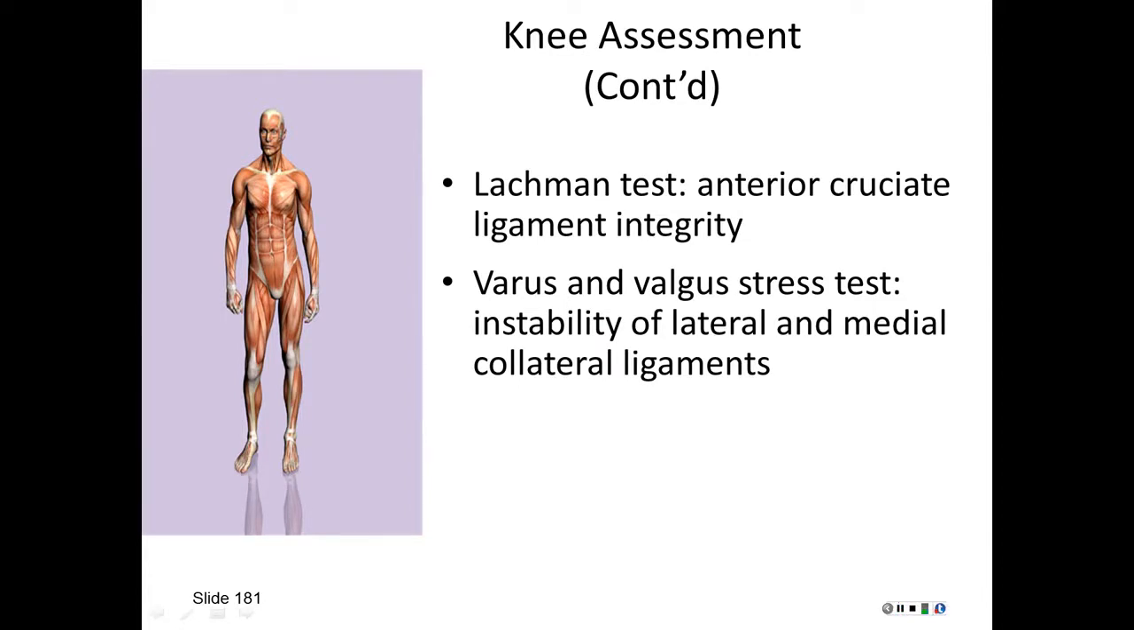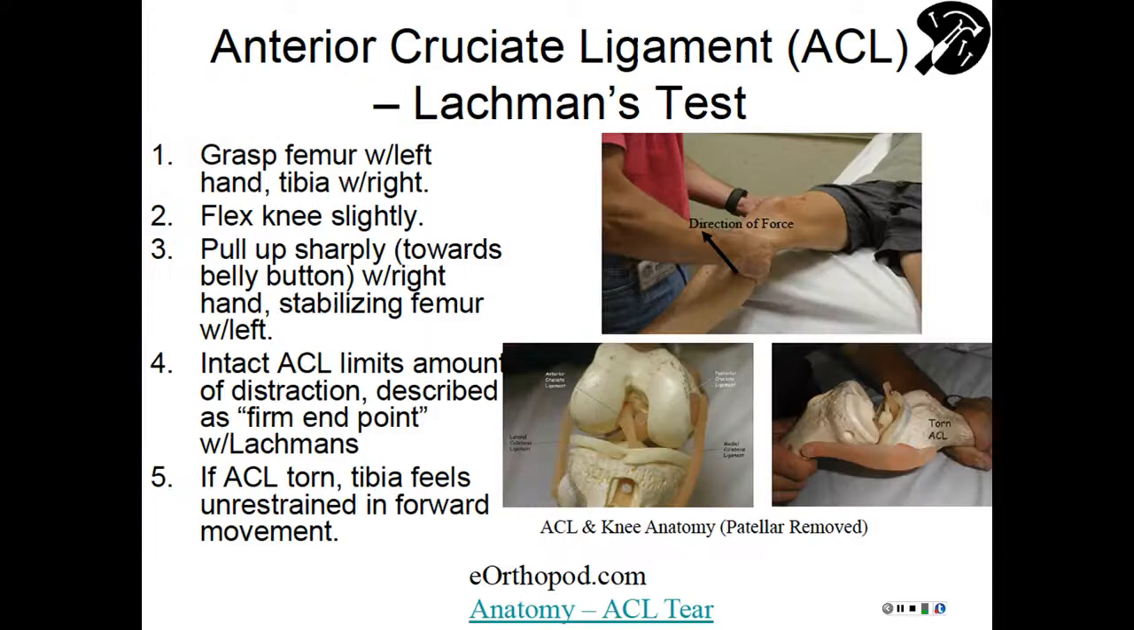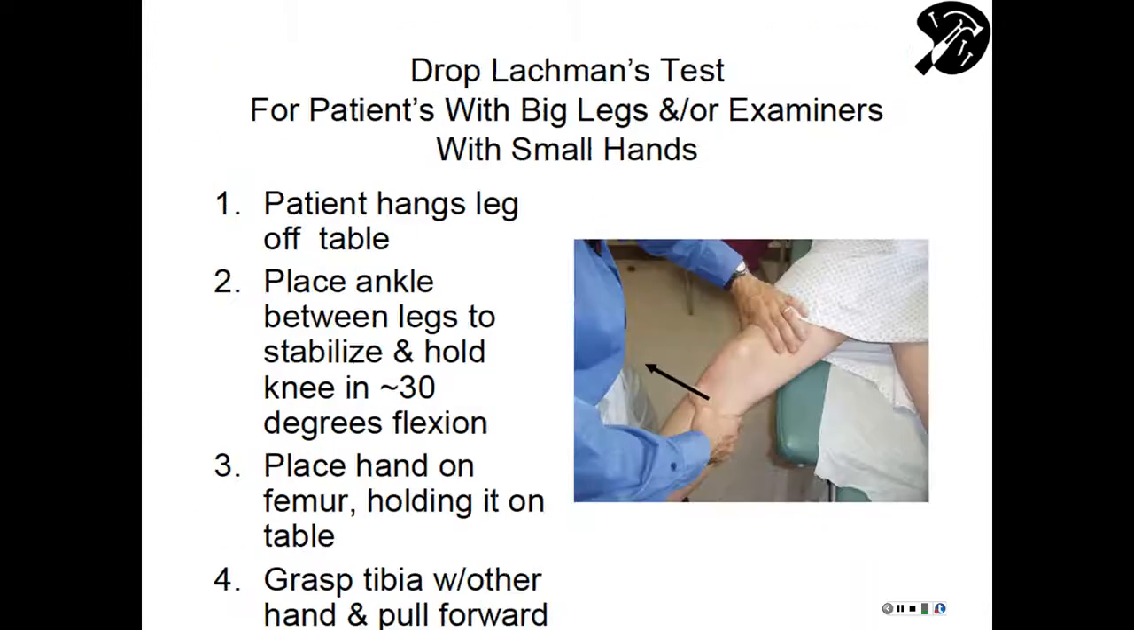Okay, the Lachman test is for the anterior cruciate ligament, and the valgus and varus stress test is for instability of the lateral and medial collateral ligaments. And so here is your knee exam one more time, and you've got videos of this.